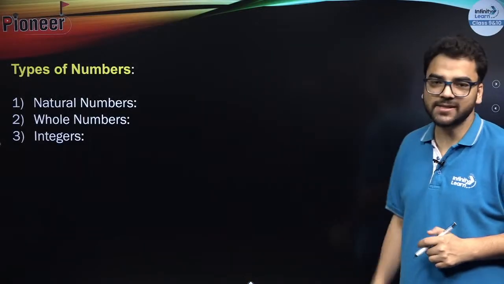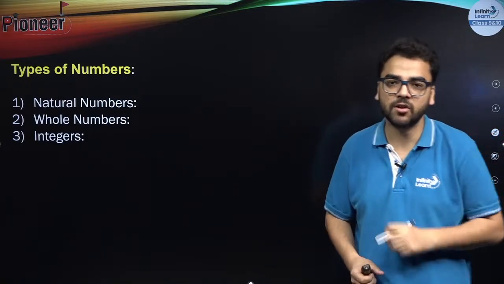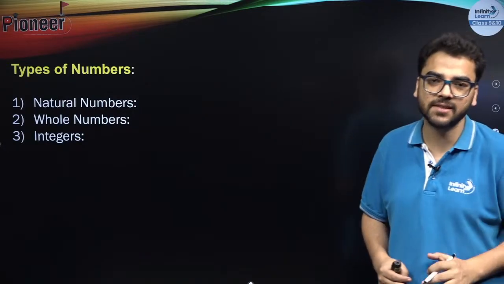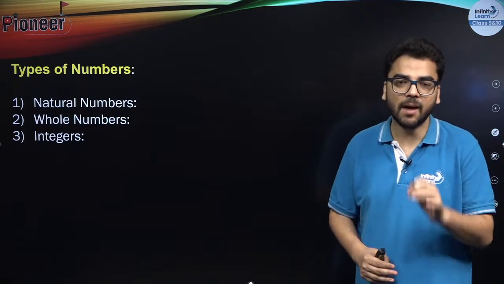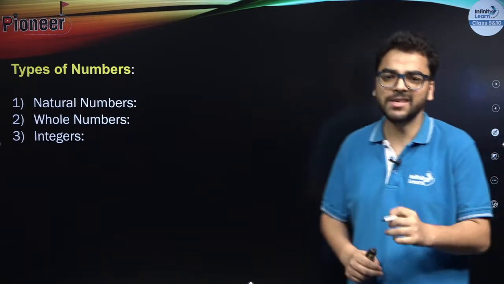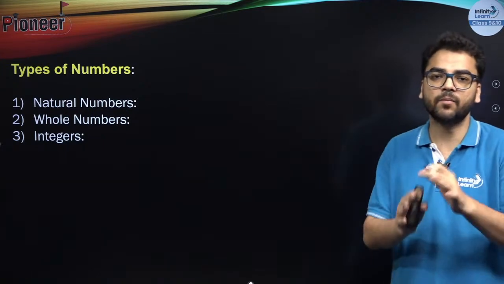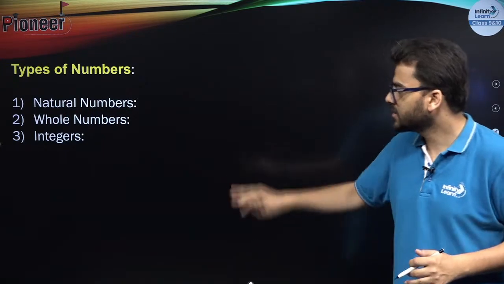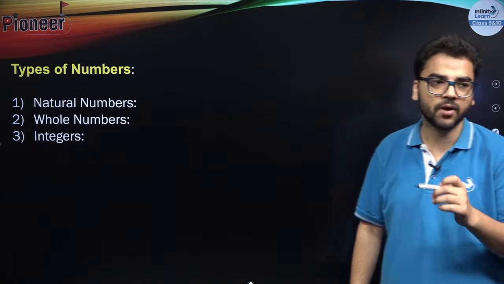So before actually starting with the fundamental theorem of arithmetic, we'll just revise the types of numbers which you have studied up till now. Obviously, some other types of numbers are there as well, but most of the types I'm covering over here. So the first thing is natural numbers. So what are natural numbers?